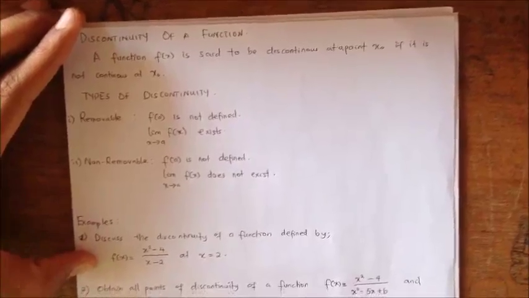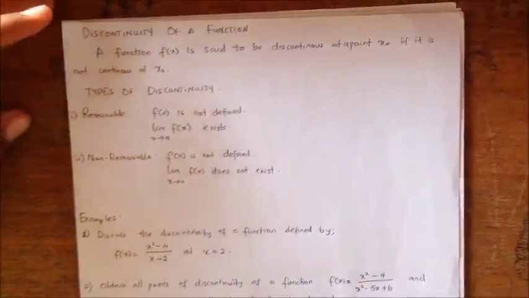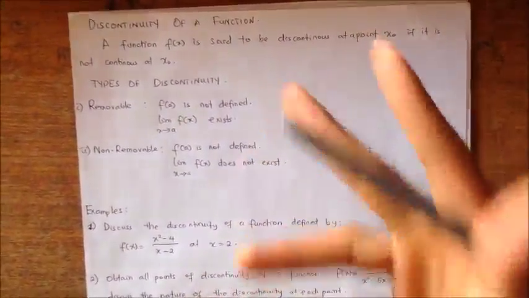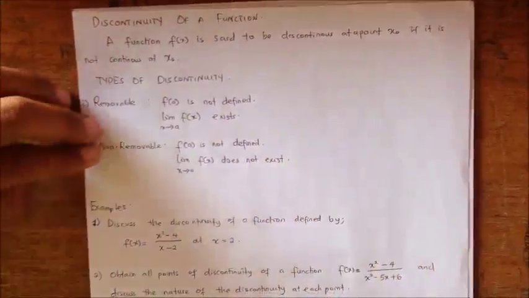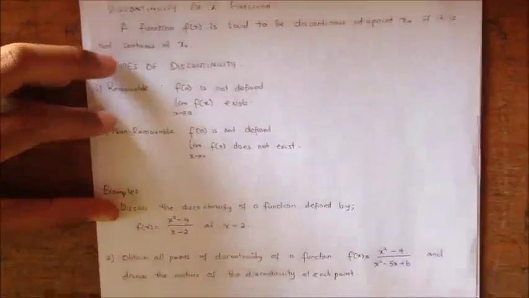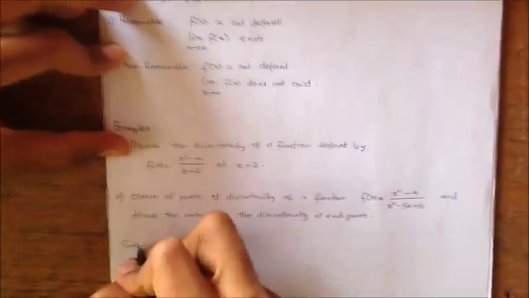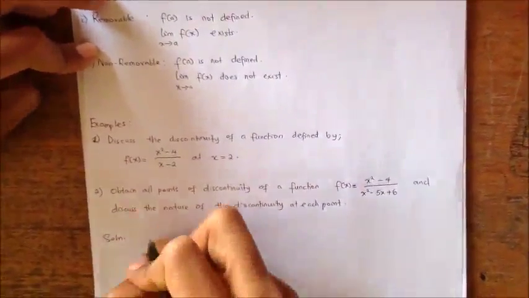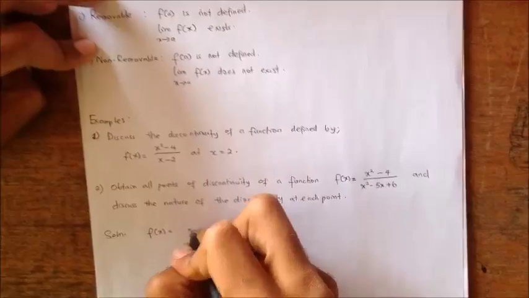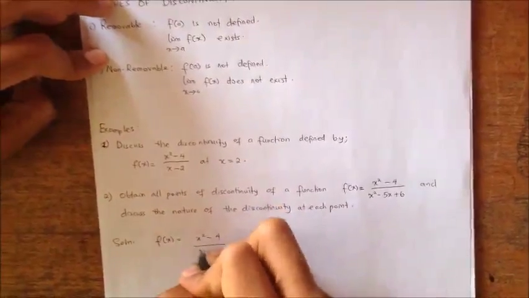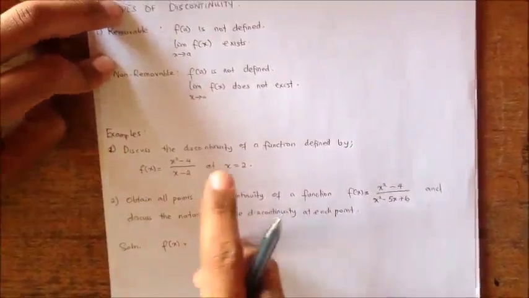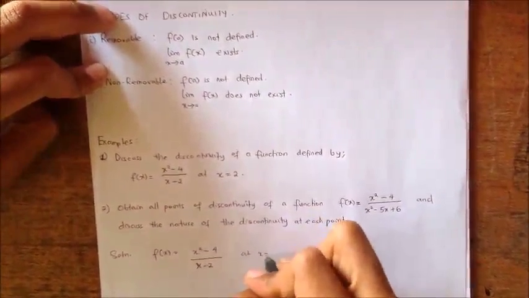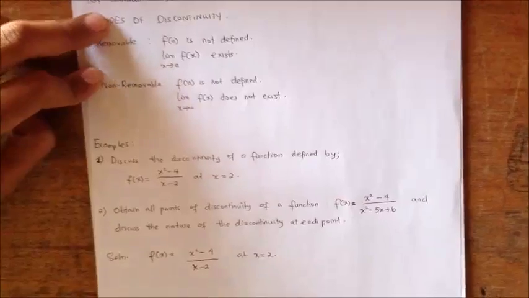So we'll just try some examples to see how this pans out. Let's just see what we're talking about when we're talking about removable and non-removable. So for example 1, the solution will go like this. We said we should discuss the discontinuity of the function defined by this. Our function is f of x is equal to x squared minus 4 divided by x minus 2, and we are to find the continuity at x equals 2. So the point is 2.